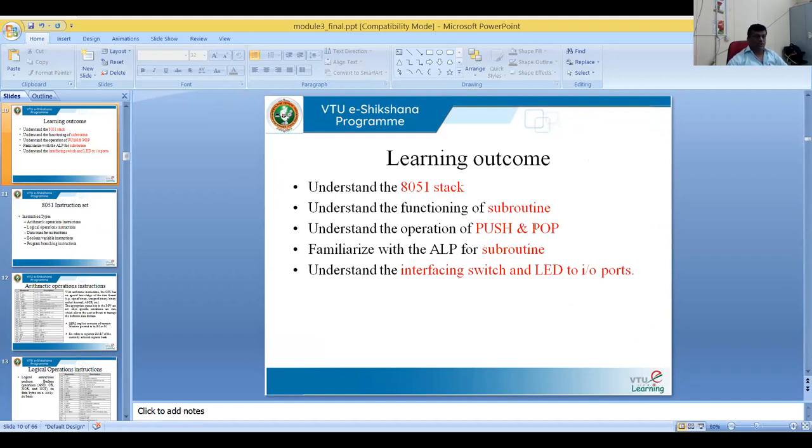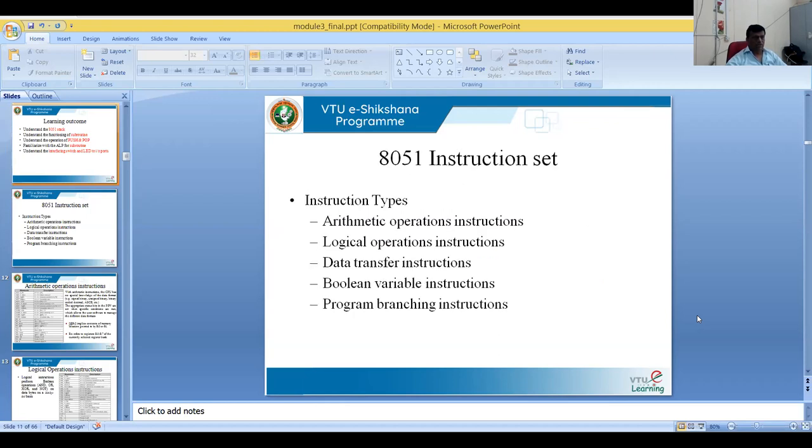We have understood the functioning of subroutine, right? What is meant by subroutine, why they are required, and then using which instruction the subroutine can be accessed. We also understood the operation of two important instructions, that is push and pop instruction, right? We also familiarized with assembly language program for subroutines. And finally, we have understood the interfacing of switch and LED to IO ports of 8051 microcontroller, right?